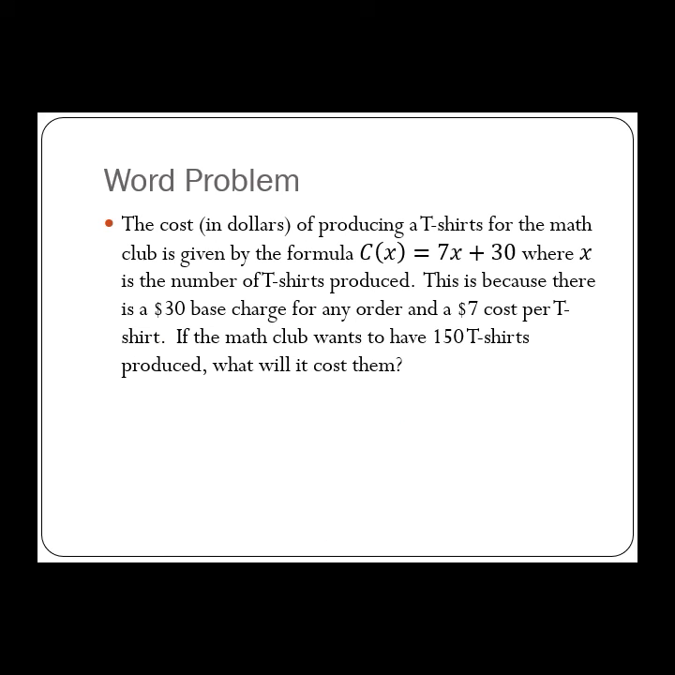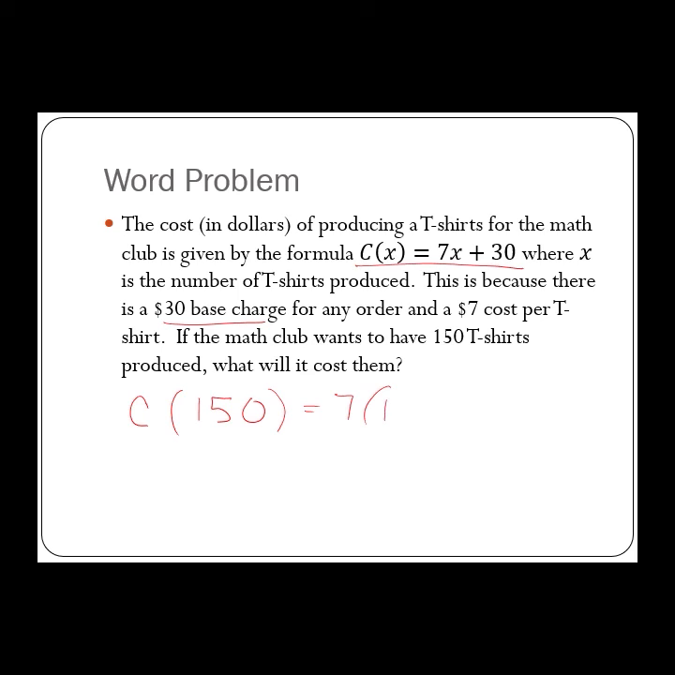The cost in dollars of producing t-shirts for the math club is given by this formula, where x is the number of t-shirts produced. Notice they're about to explain to you where that came from. If you're curious, this is because there is a $30 base charge, that's the 30, for any order, and a $7 cost per t-shirt. That's where the 7 comes from. If the math club wants to have 150 t-shirts produced, what will it cost them? So ultimately, this whole thing is asking you to do C of 150. What will the cost of 150 t-shirts be?